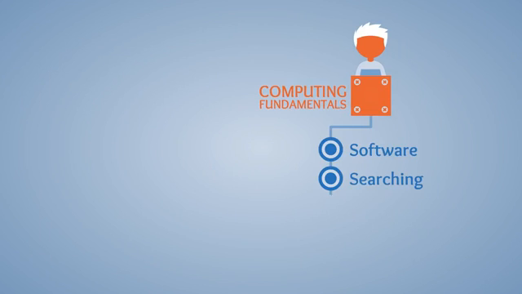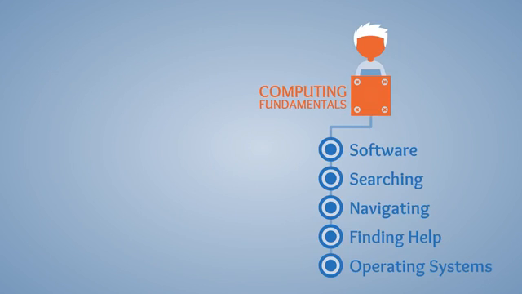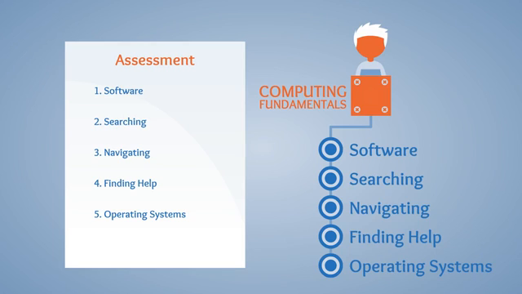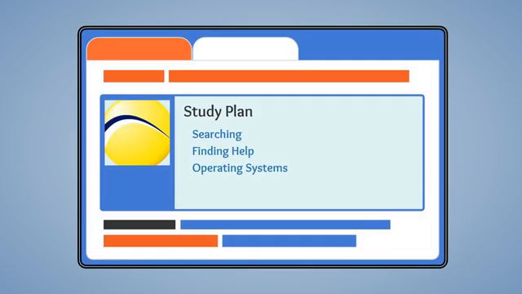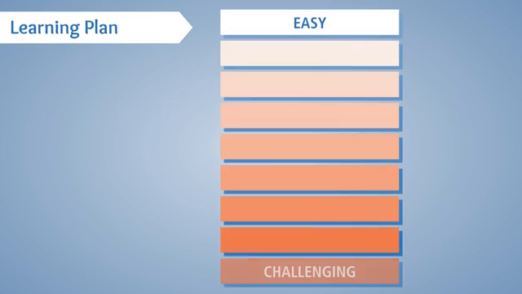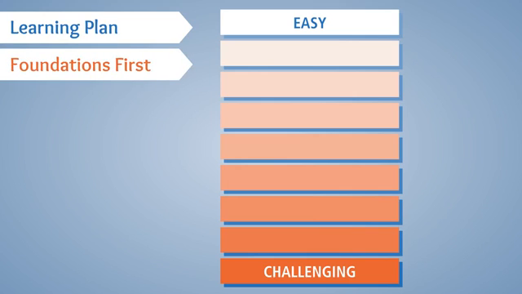First, we figure out the exact technology skills you need to work on. We do this by asking you to take an assessment or self-evaluation of your skills and experience so that you study only the things that you need to know. Next, we design a personal learning plan just for you. Your learning plan presents the lessons in order from easy to more challenging, making sure you get the foundations first.